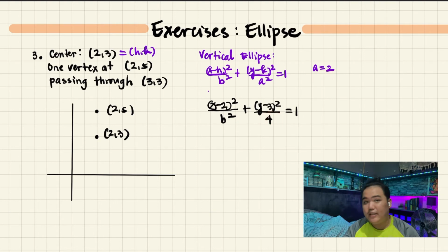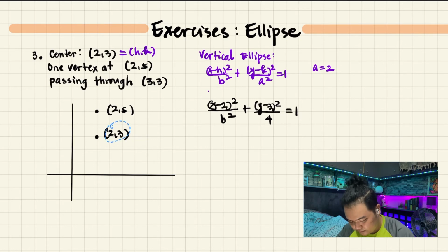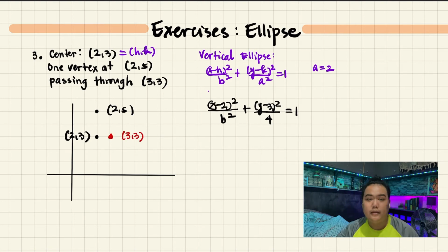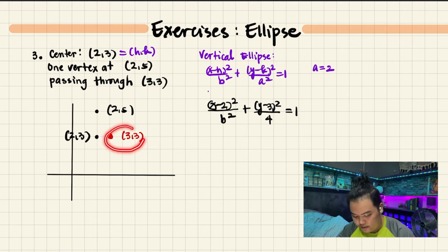Pero meron pa tayong hindi nagagamit sa assumption. Yung condition na passing through 3, ang ating conic. Kailangan natin malaman kung ano si B from this one.